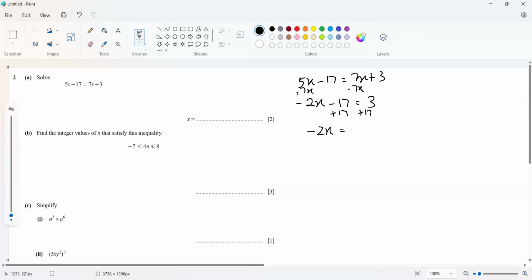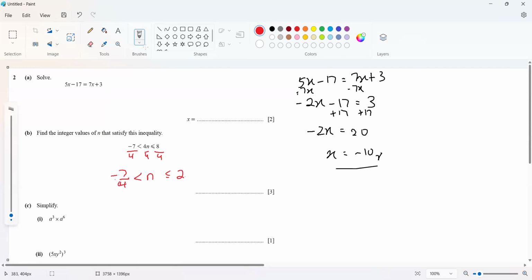And then from here, this will be negative 2x equals to 20. So x equals to negative 10. So that is solved. So find the integer values that satisfy this inequality. So to solve for our n first in part B, we need to divide everything by 4. So ultimately, our inequality will be negative 7 over 4 less than n less than or equal to 2.